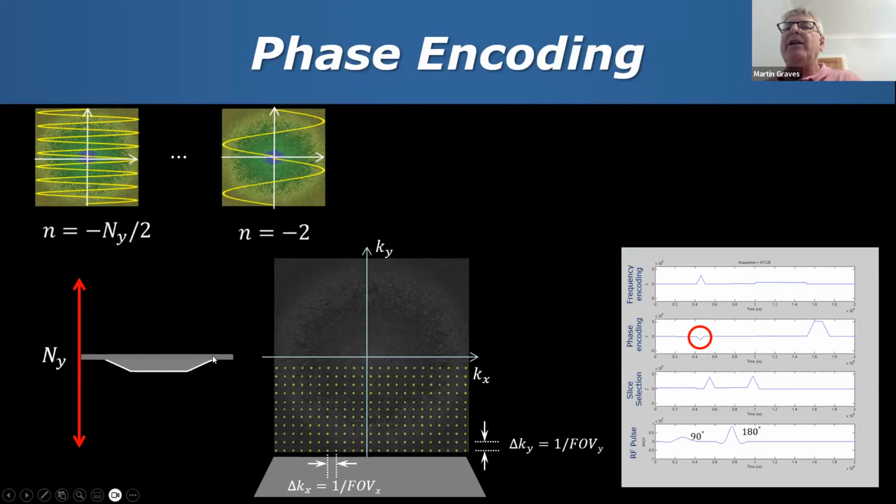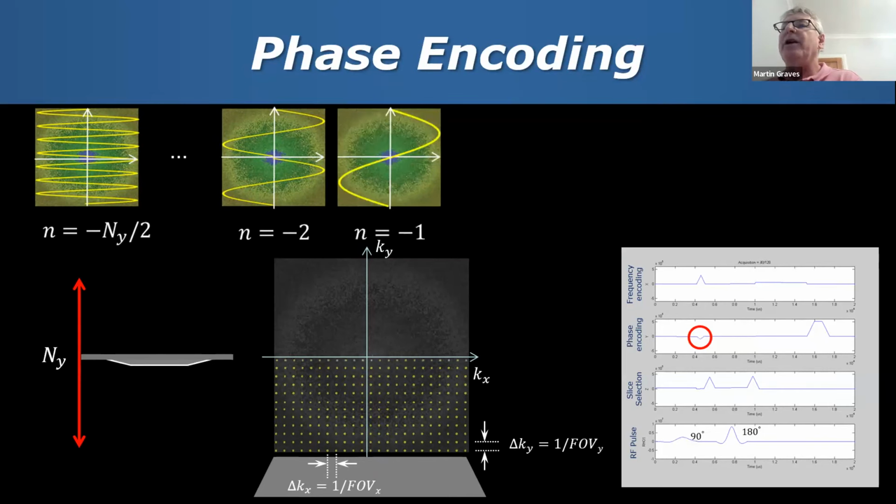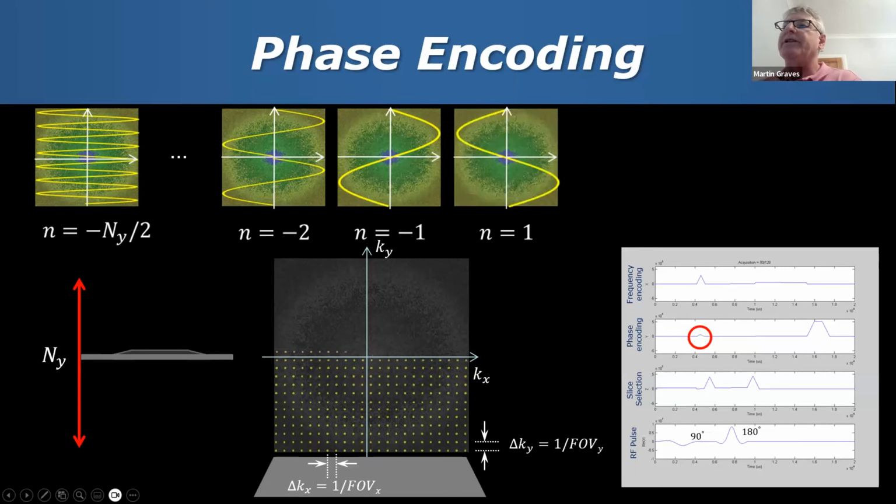And now you can see that because that's a much lower amplitude and there's much smaller area, we now have 2 cycles across the field of view. So this is the n-2 phase encoding step. If we go one more, the n-1, you can now see that we've got 1 cycle of phase shift across the field of view in the phase encoding direction. And then if we go to the +1, exactly the same, 1 cycle across the field of view, but we've simply now inverted the phase relationship from the -1 to the +1.